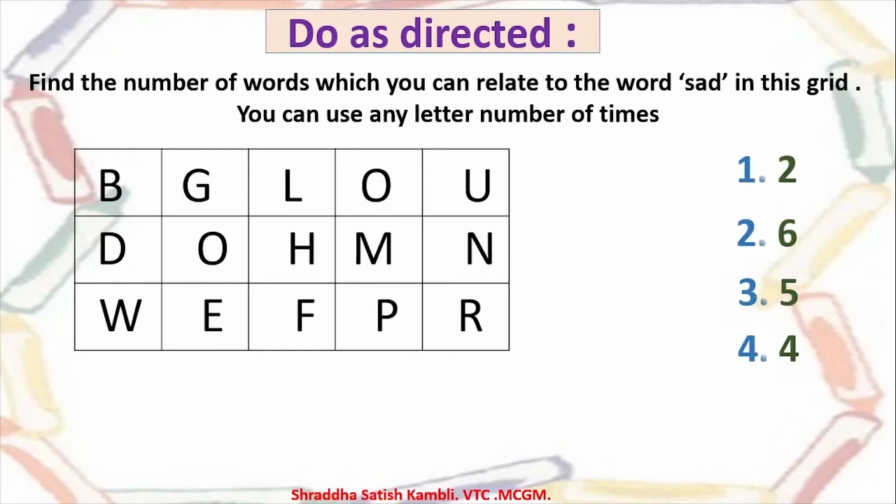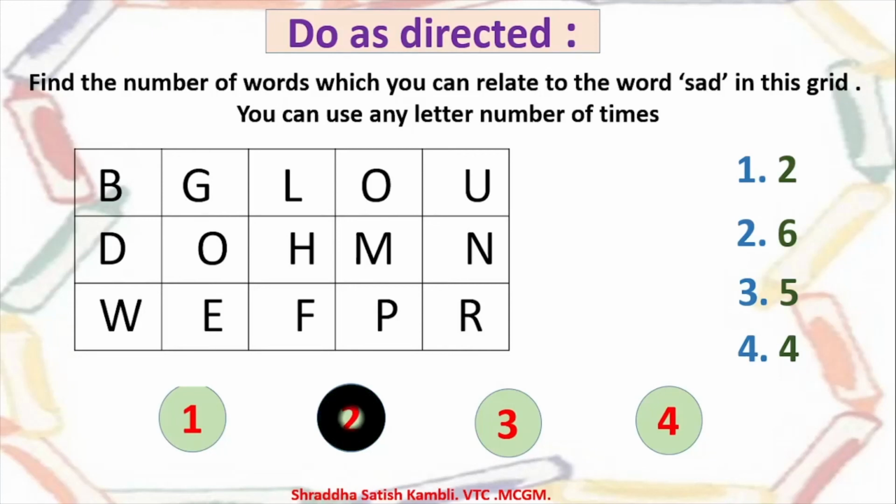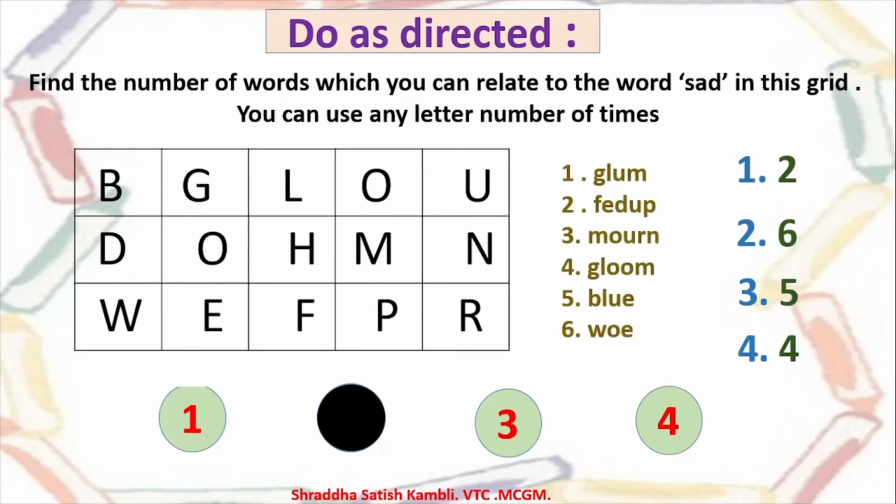So let's look at the options. You have option number 1, 2 words, option number 2, 6 words, option number 3, 5 words, and option number 4, 4 words. So how many words will you be able to find out related to the word sad? You have option number 2, 6 words. Let's see which those 6 words could be. So you could have the word glum. See, G, L, U and M.